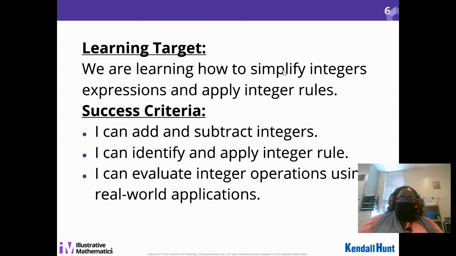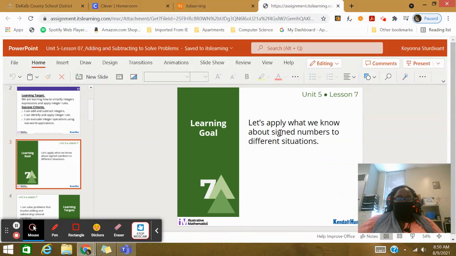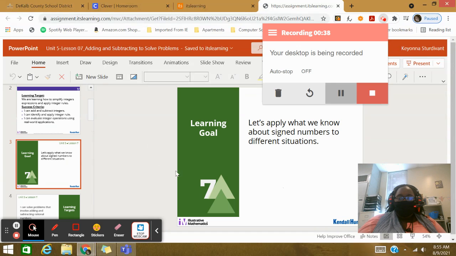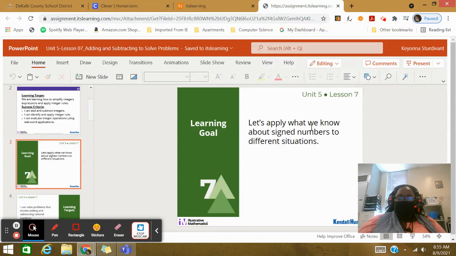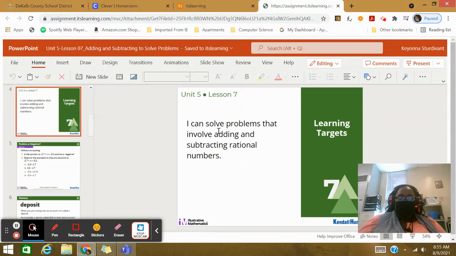Our learning target is we are learning how to simplify integer expressions and apply integer rules. Our success criteria is I can add and subtract integers. I can identify and apply integer rules, and I can evaluate integer operations using real world applications. The learning goal is let's apply what we know about signed numbers to different situations. The learning target is I can solve problems that involve adding and subtracting rational numbers.